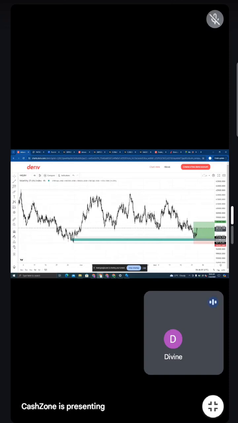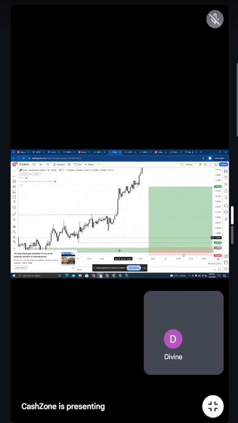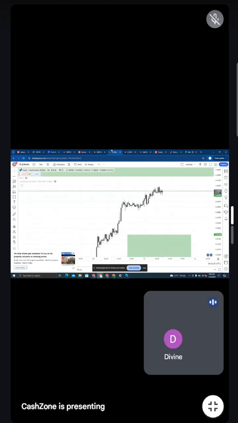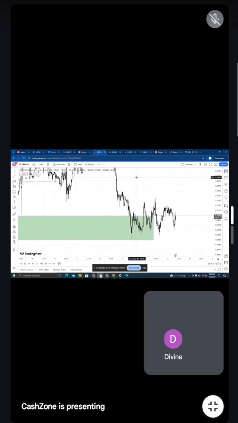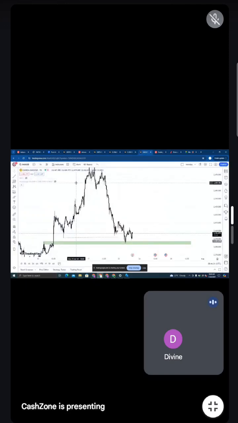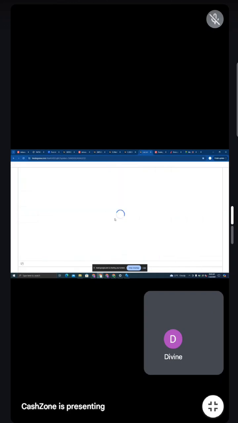This is a trade I got on Volatility 25. This one is Deriv. Currency pairs have been behaving badly recently. Not even recently, for the past 2 months. Currency pairs have just been nonsense. So I just said, let me stick with Deriv for now. This gold is about playing out.